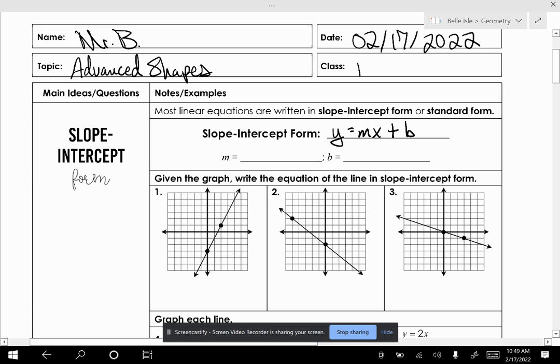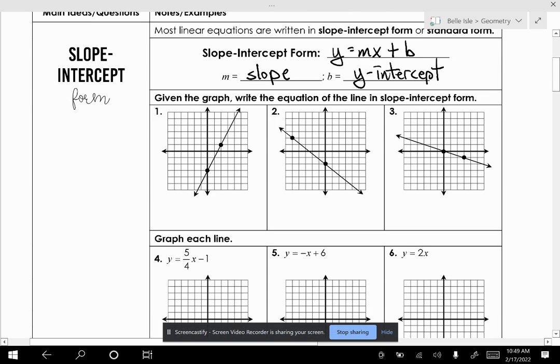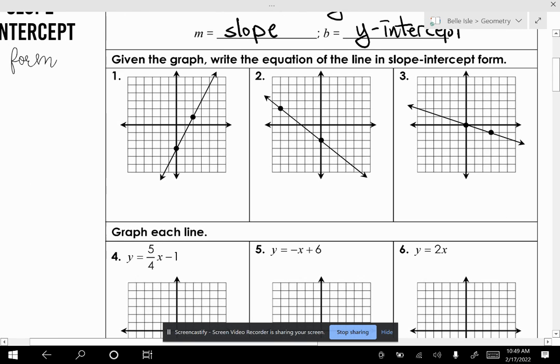Okay, the m represents the slope. The b represents the y-intercept. Okay, so let's go ahead and see if we can plot some of these graphs. Well, they're already plotted. Let's go ahead and give the equation for these graphs.